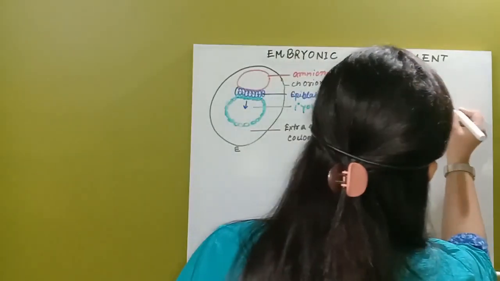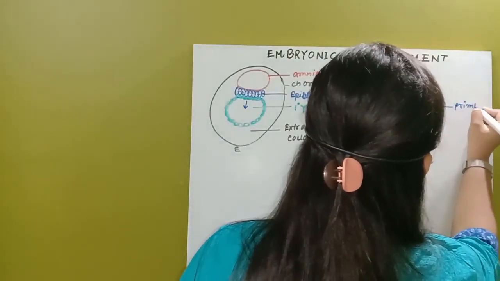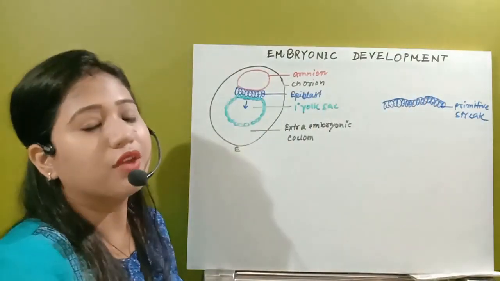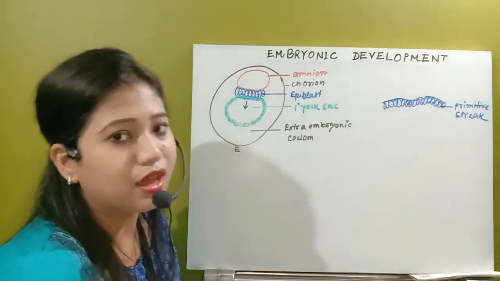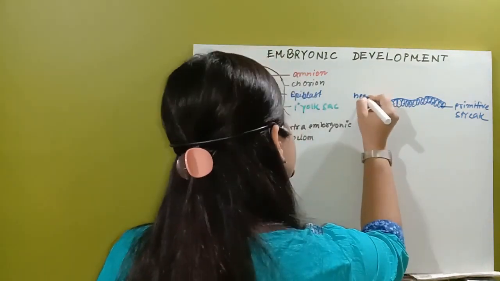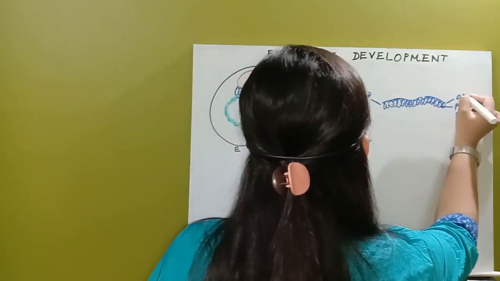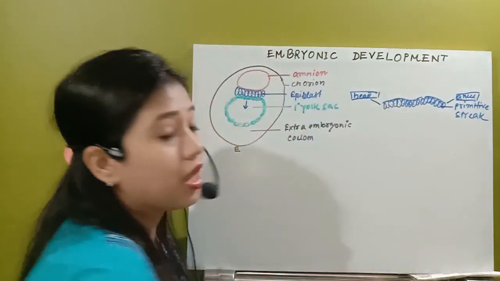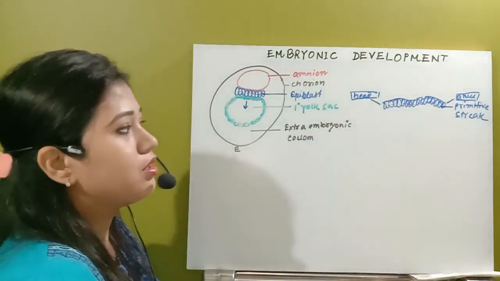This is known as the primitive streak, and this primitive streak will decide the head and the anus of the baby. So here suppose the head will be determined, and here suppose the anus will be determined by this primitive streak. Now just see what happened here.